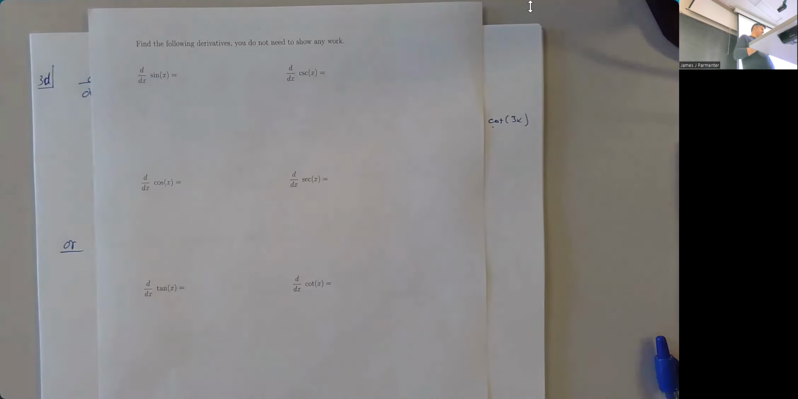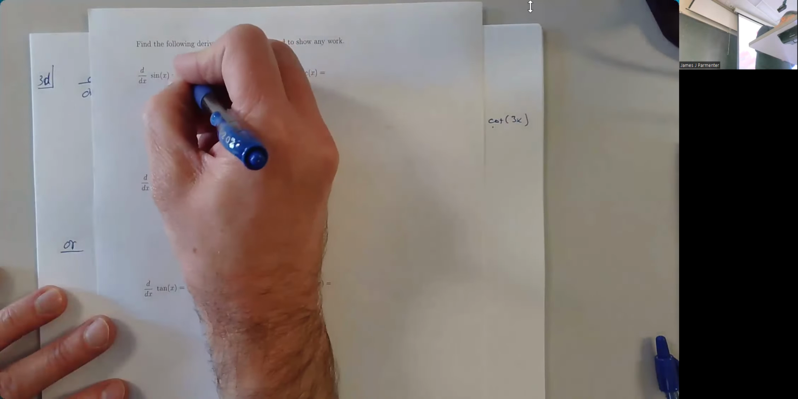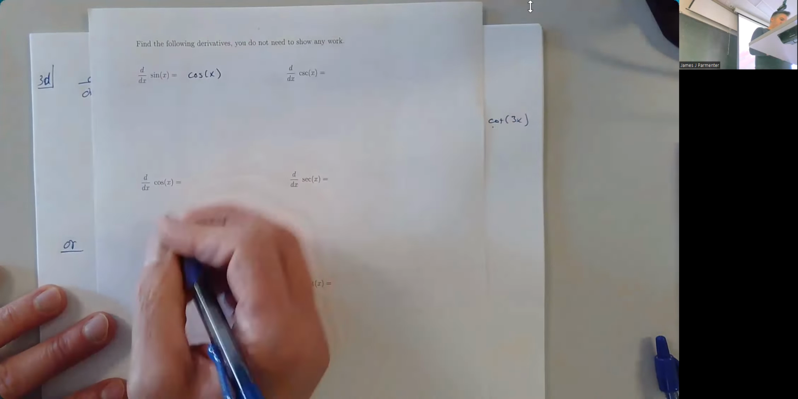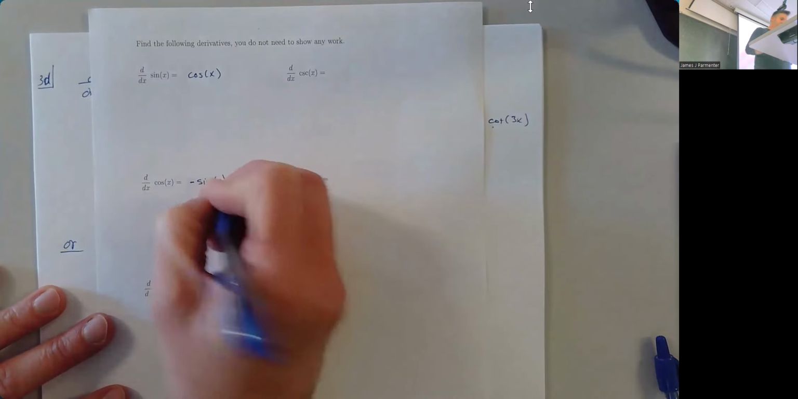Try to be patient. Okay. Almost. Close enough. All right. So there's two I know you know. I know you all know sine and cosine. The derivative of sine is cosine of x. The derivative of cosine of x is negative sine of x.